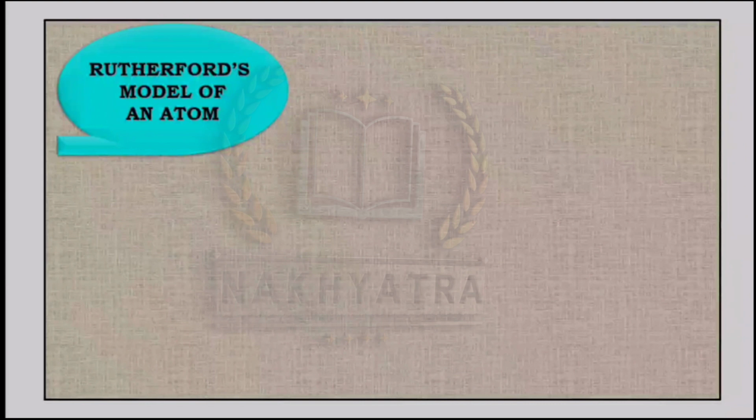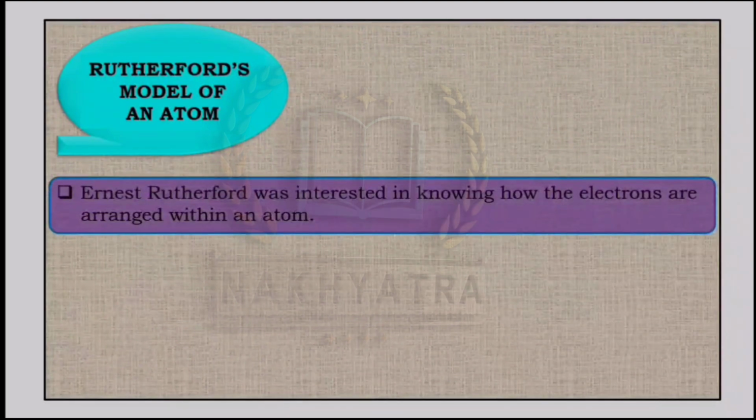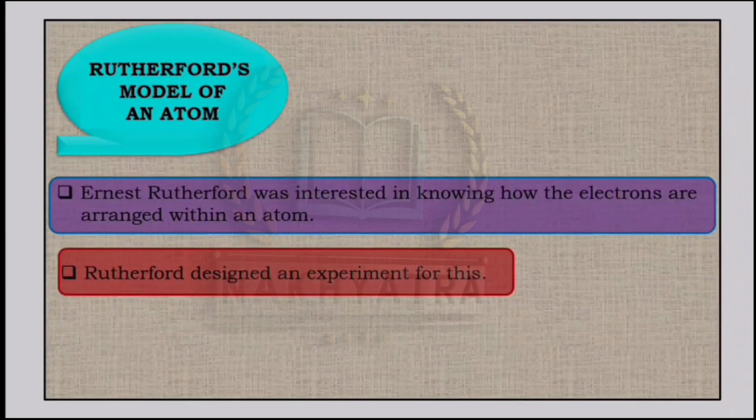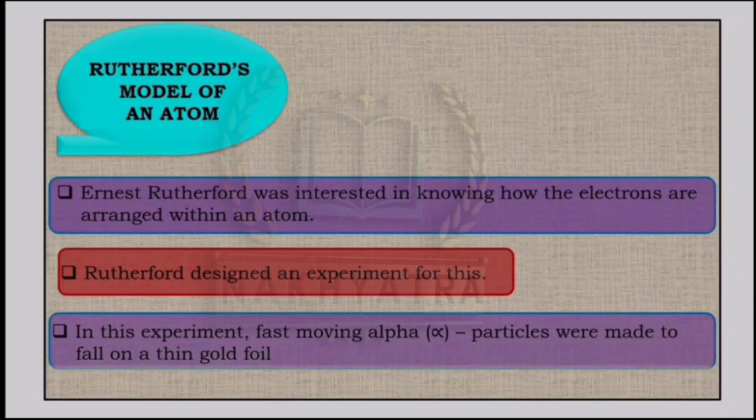Now let us see Rutherford's model of an atom. Ernest Rutherford was interested in knowing how the electrons are arranged within an atom. So Rutherford designed an experiment for this. In this experiment, fast-moving alpha particles were made to fall on a thin gold foil.